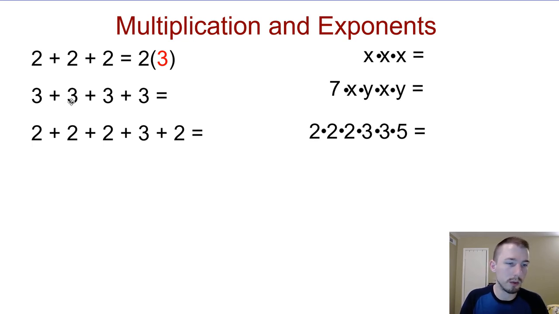All right, so 3 plus 3 plus 3 plus 3, 12. Okay, but it's 3 4 times, which 3 4 times is 12. All right, how many 2's am I adding together? Well, 4 2's and then 1 3. So I would do 2 times 4 plus the 3, but I can't combine the 2 and the 3 until after I multiply it first, right?